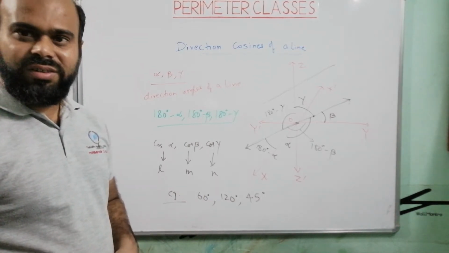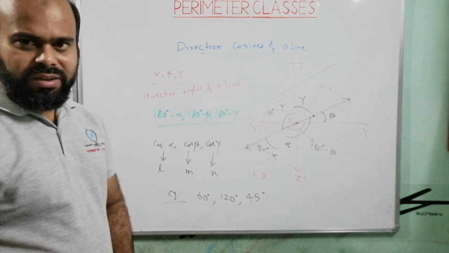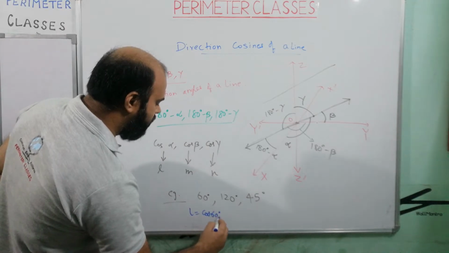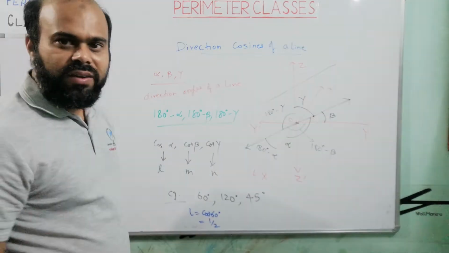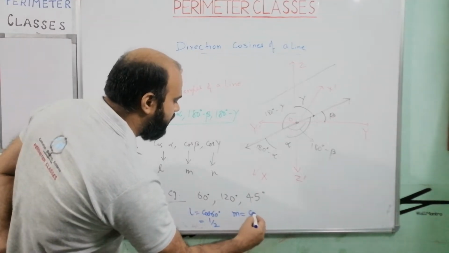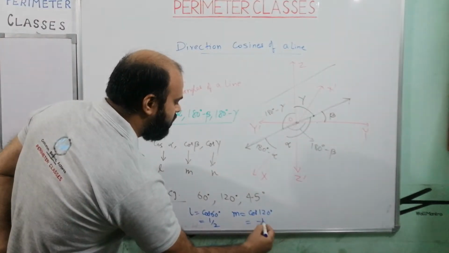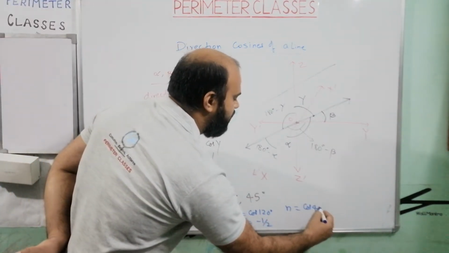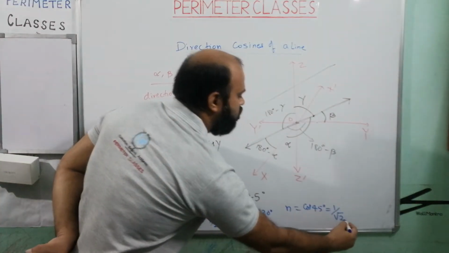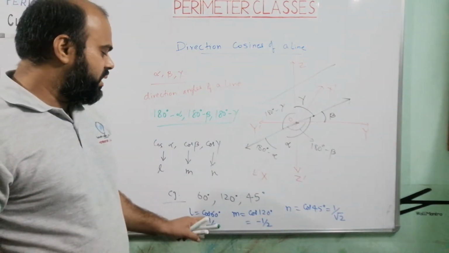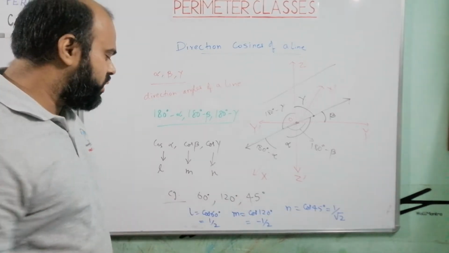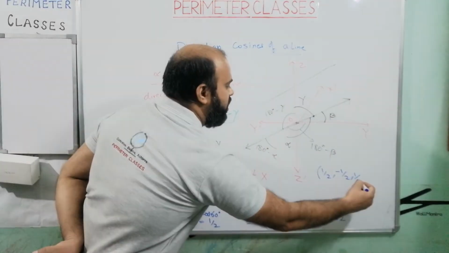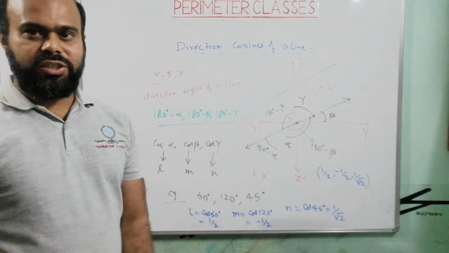Just pause this video and find it out, and then cross check with my answer. So L will be equal to cos of 60 degree, which is actually half, and when we come to M, it is cos of 120 degree, which is minus half, and if we come to N, it is cos of 45 degree, which is 1 upon root 2. So basically this particular line has direction cosines as half, minus half, 1 upon root 2. This is a direction cosine.